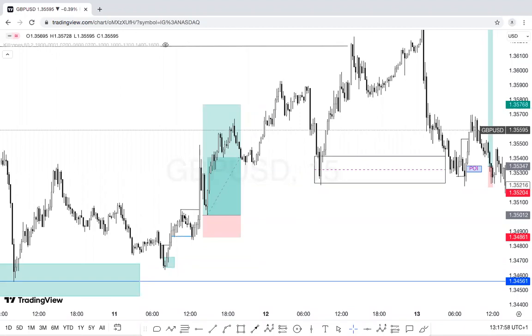So this is a sweep, and this sweep has break of structure. Then this inducement has a break of structure. Then the sweep has a valid break of structure right here. So this is a valid break of structure. So I took my trade right here, and then you can see as it delivered.